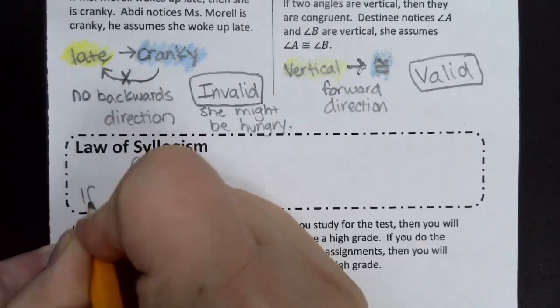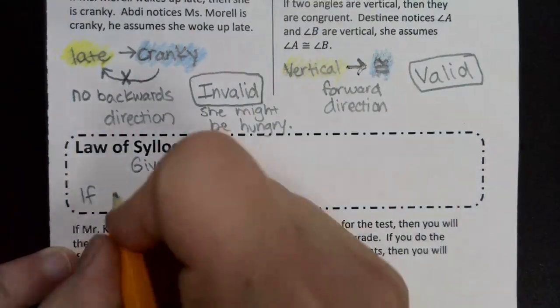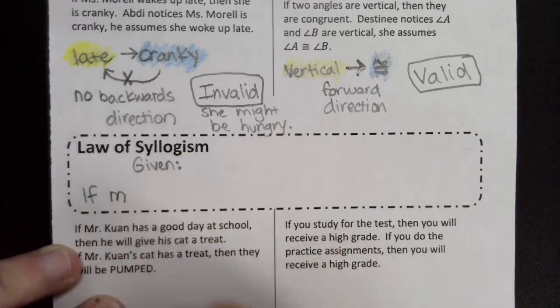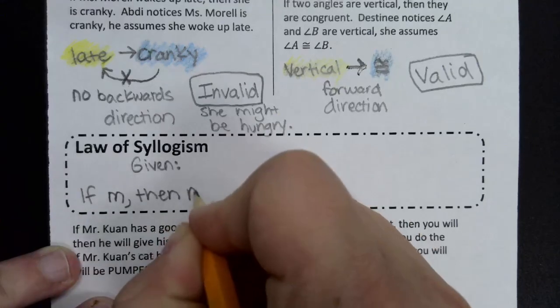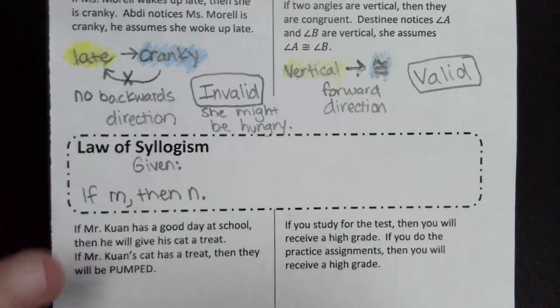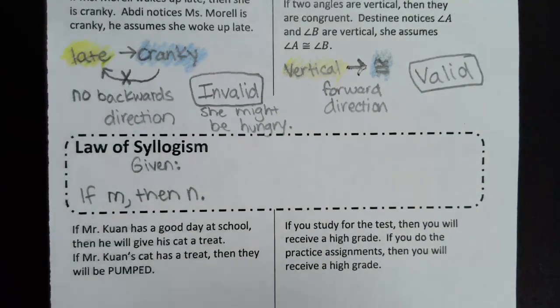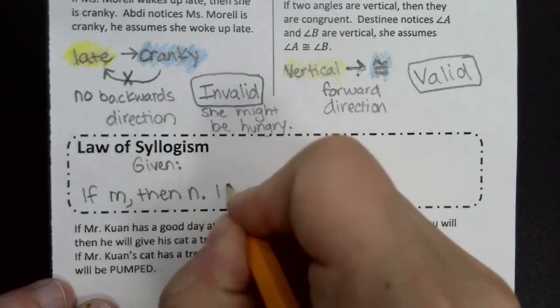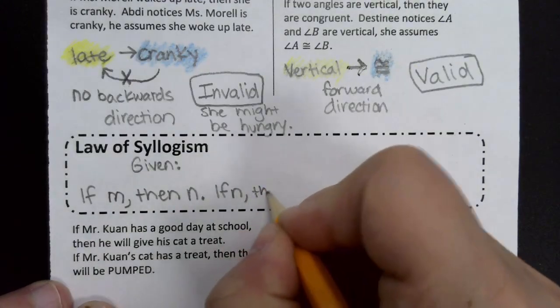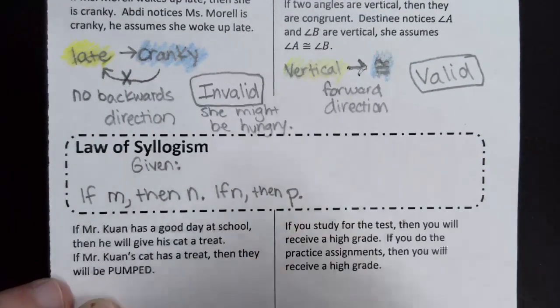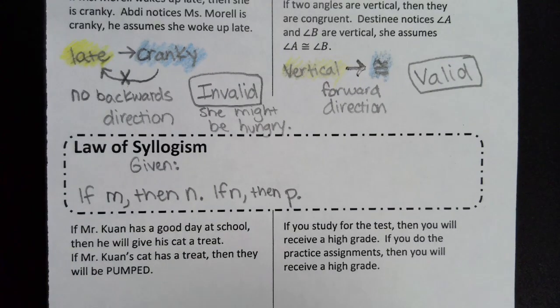If we know that M, and then N, that's one statement. If M happens, then N happens. Okay, and just like that, if you give a mouse a cookie, we turn the page, and on the next page, it starts up with N again. If N happens, then, and we're going to jump to the letter P because O makes it look weird, then P happens.